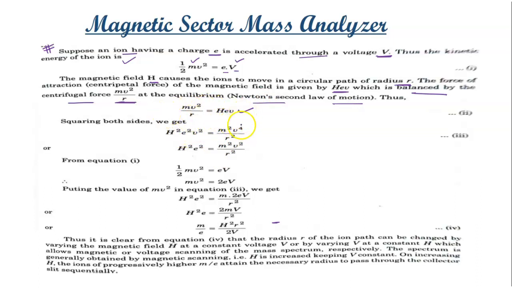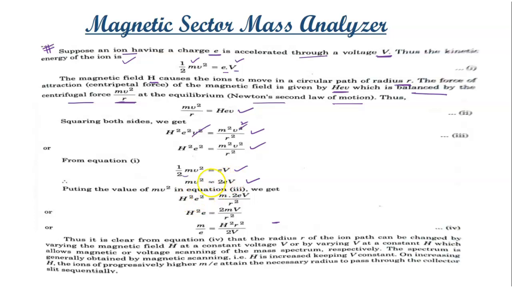Now what you have to do, square both these sides, then you will get H square e square v square is equal to m square v raised to the power 4 divided by r square. So now you can write it as this also: v square will cancel with one v square, and this is the equation you are going to get. From equation 1 you can see half mv square is equal to eV, and you can also write it, if 2 goes to this side, as mv square is equal to 2eV.